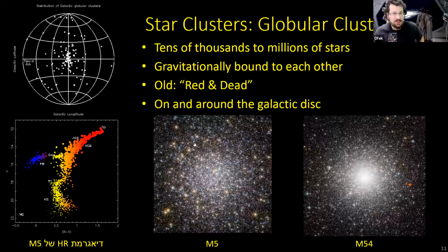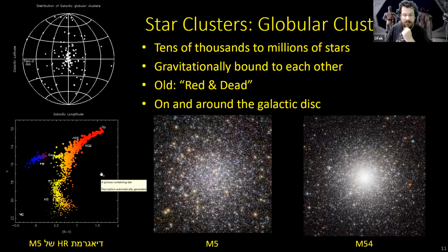Because these systems are bound, they can be quite old and typically are very old. And as you recall, as stars age on the main sequence, they eventually run out of their nuclear fuel and go into the red giant branches and phases. So here we see for this globular cluster at the middle bottom, M5, an HR diagram, a Hertzsprung-Russell diagram for this stellar cluster.